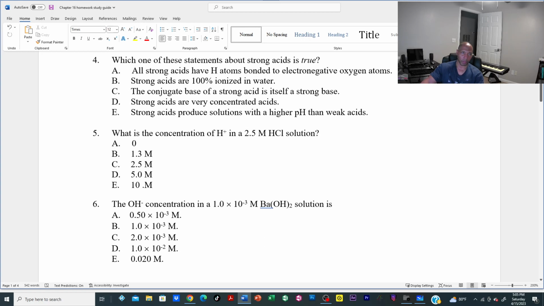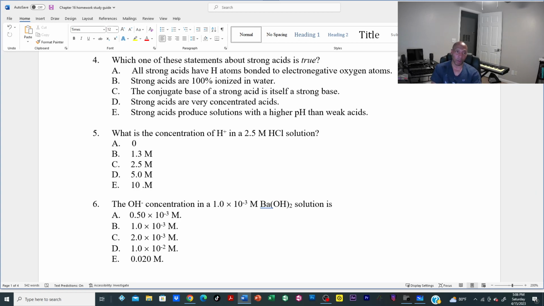All right. Number four, which one of these statements about strong acids is true? All strong acids have hydrogen atoms bonded to electronegative oxygen atoms. That's not true. Of course, you have strong acids where that's not the case. For example, HCl, HBr, HI, they're all strong acids. Okay, strong acids are 100% ionized in water. This is true. That's what makes them strong acids. That's the definition of a strong acid, 100% ionized in water.